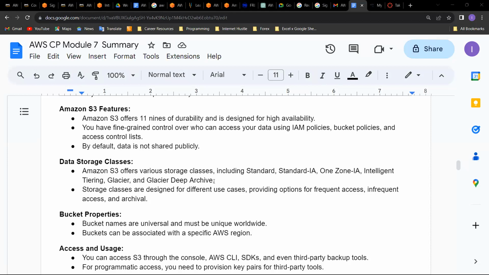Right, and the Deep Archive is the cheapest, followed by the Glacier, and then Intelligent-Tiering, and then the infrequent access One Zone. So the One Zone is more or less data that is infrequently accessed, and it's only stored in one availability zone.